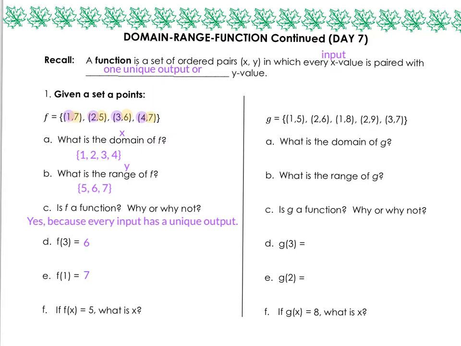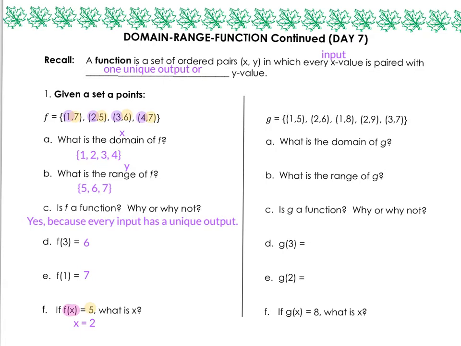The next part says if f of x equals 5. Remember, when they write this as f of x, it's a fancy way of saying y equals. So here they're giving me the y value of 5, and they're asking me to find the x value, the input. When I look for the output in yellow up above of 5, I find it in the second point, so the x value would be 2. So I just wrote x equals 2 because they asked me to find the x value.